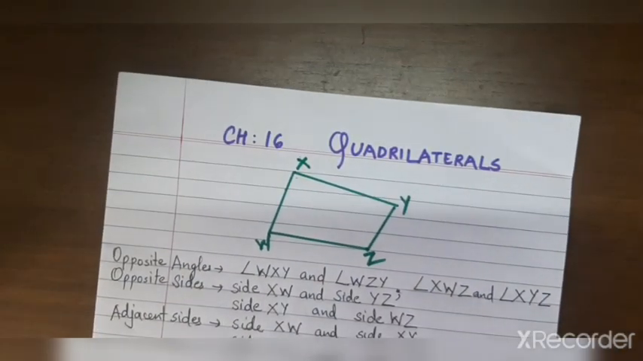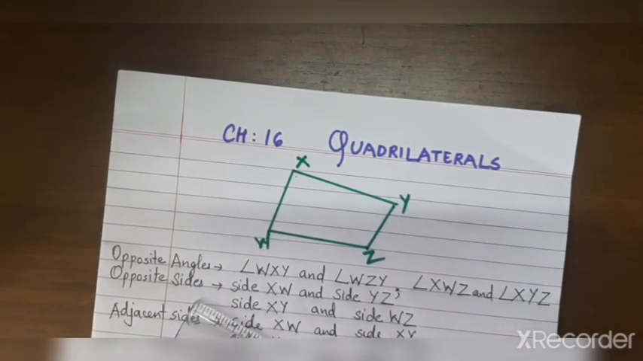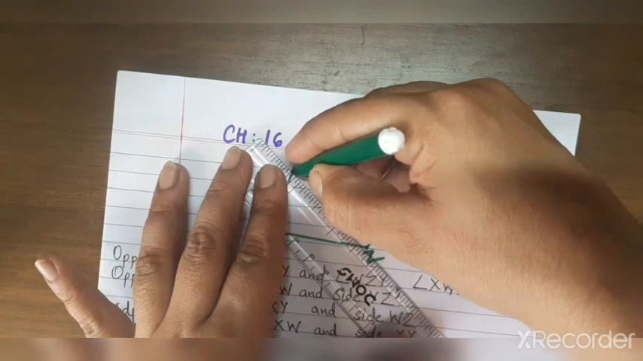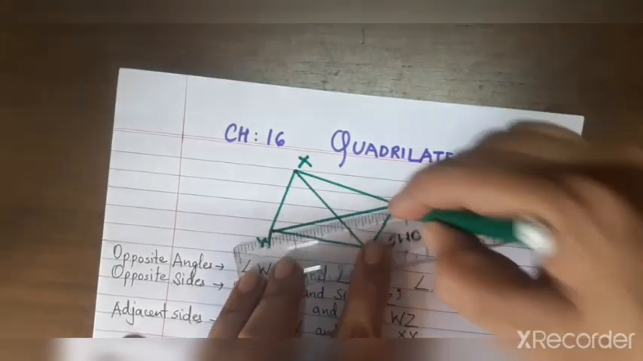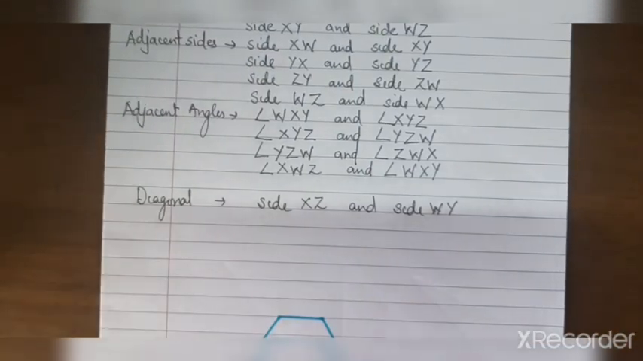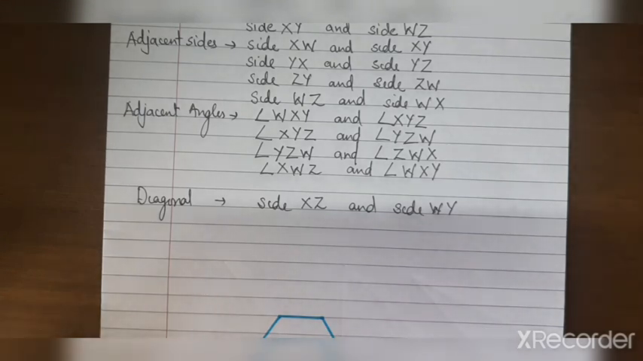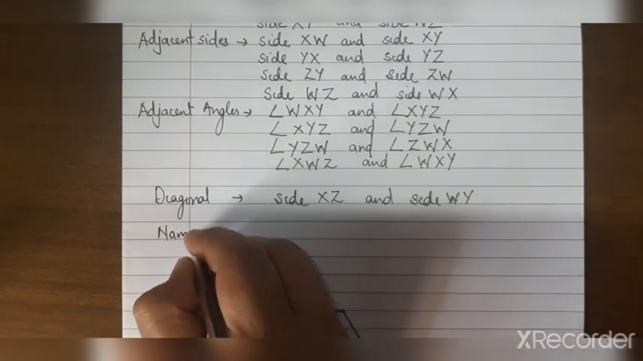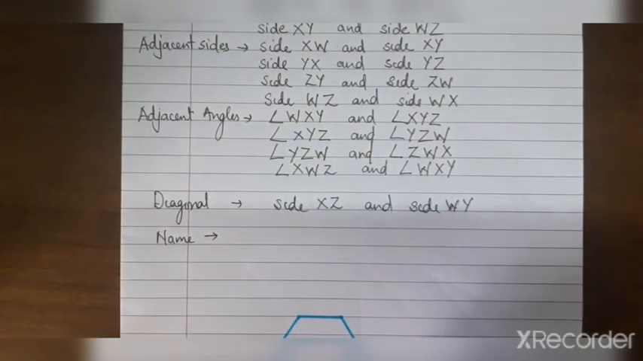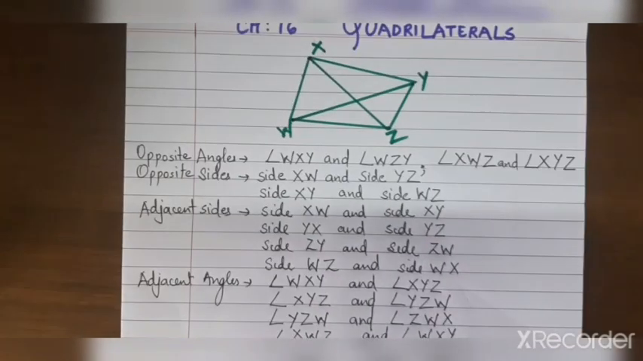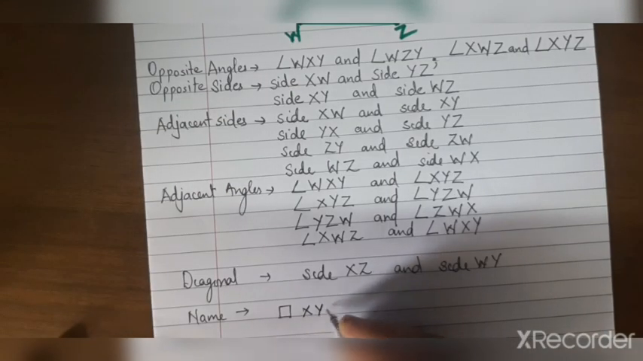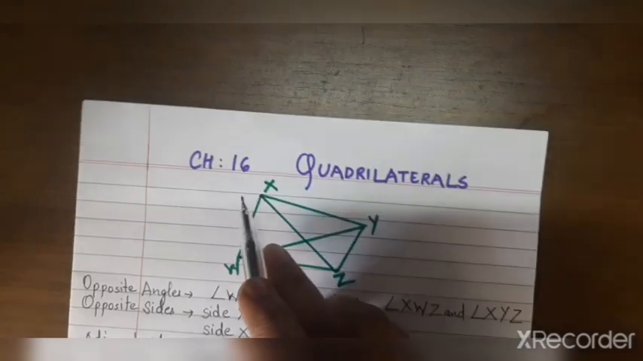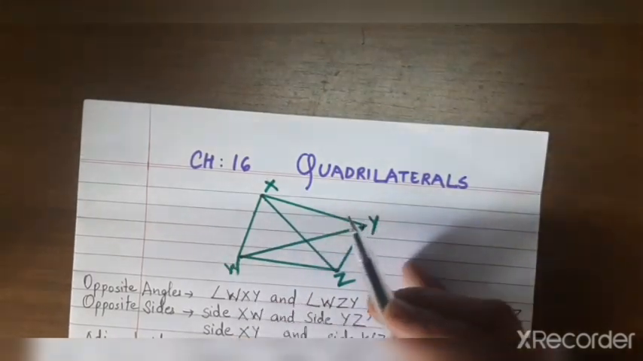I will draw the diagonal and I will show you all in this figure. So XZ is one diagonal and WY is the other. Now I have done all these 5 things for you all. You all have to do the last one, that is we have to name the quadrilateral in different ways. There are 8 ways of naming the quadrilateral. I am just naming 2 ways, that is X, Y, Z, W. I am naming one clockwise, one anti-clockwise. You all will name others.